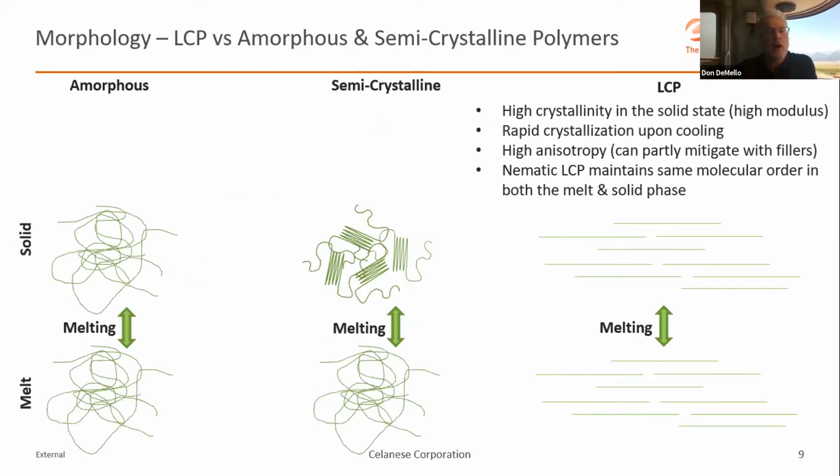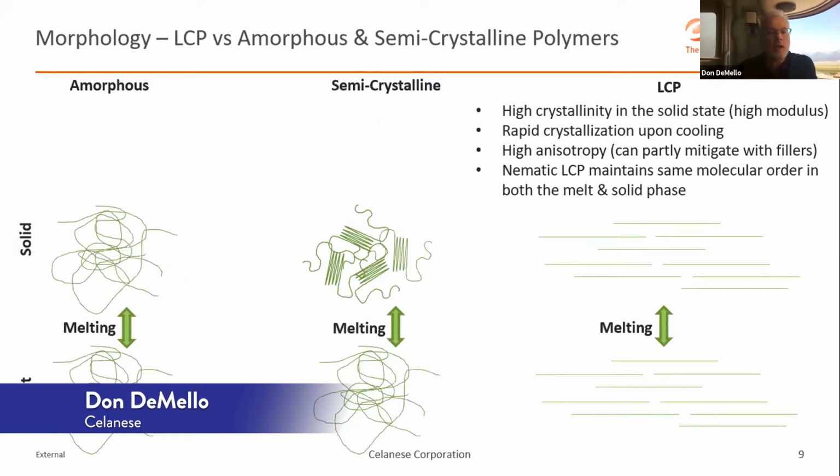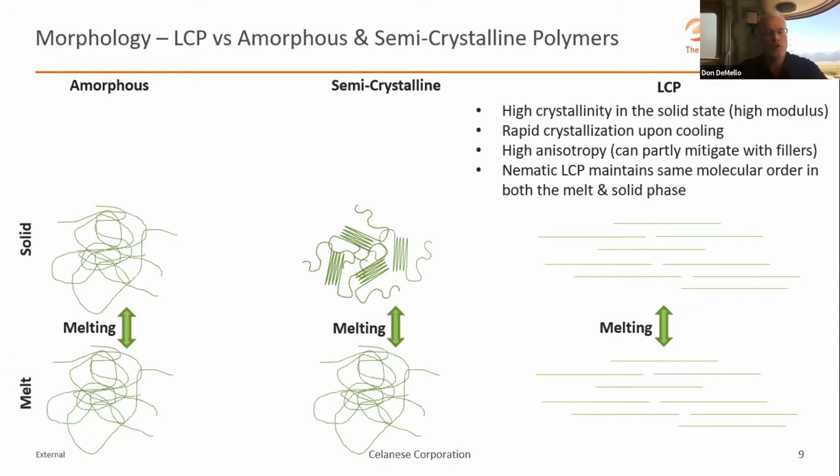Let's talk now about the morphology of the material. Morphology is what we think of as the building block of the material itself. This is important to understand because it's going to help us get the most out of design and manufacturing with LCP.